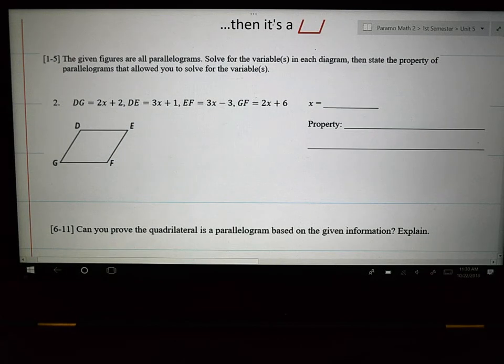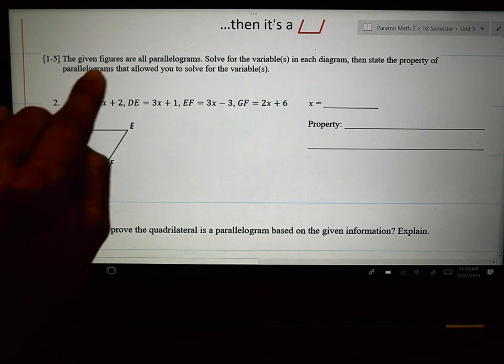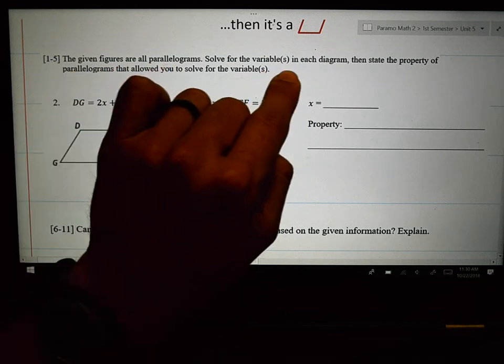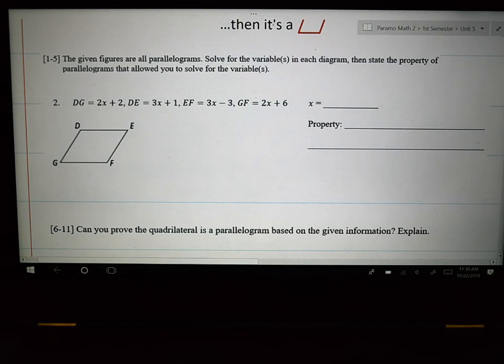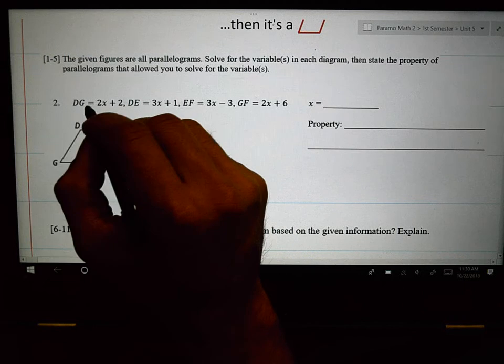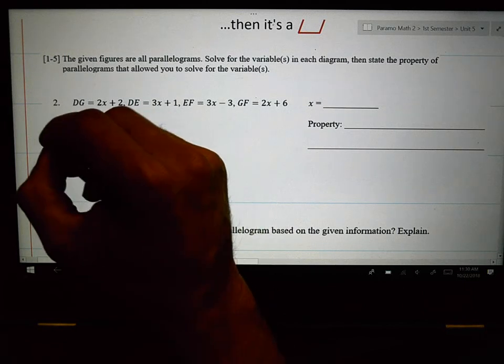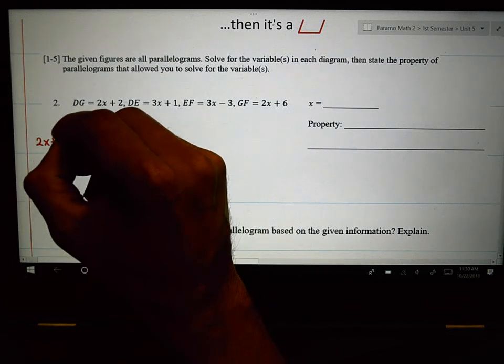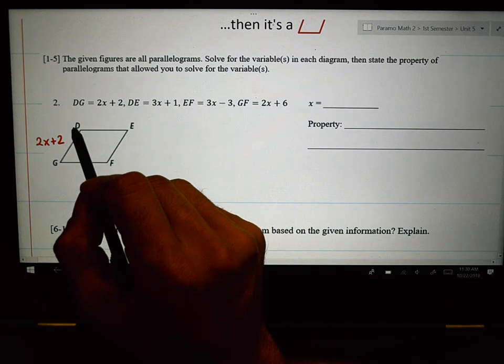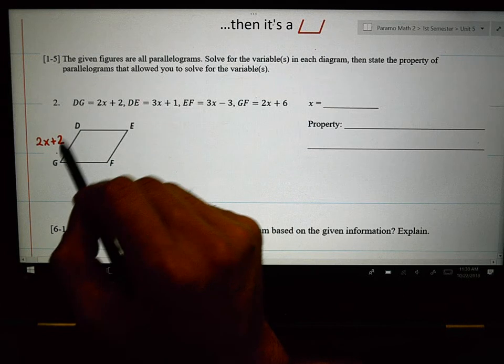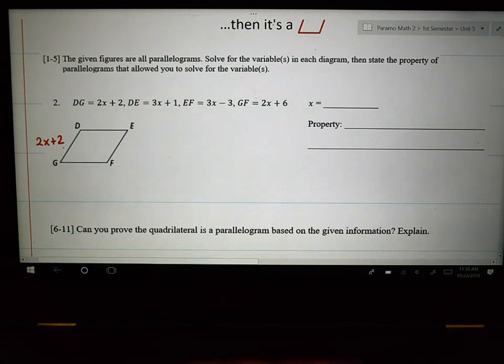in class today. The first example I have chosen for you is number 2. The directions say all the figures are parallelograms. Solve for the variables, then state the property of parallelograms that allows you to solve for the variable. They tell you that DG is 2x plus 2. What I usually do when they say DG is this, I write it in the picture. So I suggest that when it says DG is 2x plus 2, you find the segment DG and put 2x plus 2 next to it.